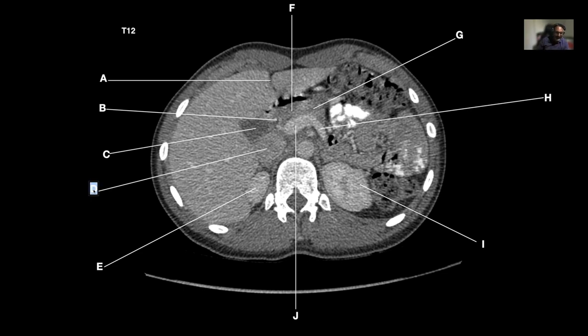D is the IVC. Correct. I is the right kidney? No, I is not the right kidney. What is I then? It is the left kidney. Yes, it's all right. I is the left kidney. Yep, you're right. E is the right kidney.